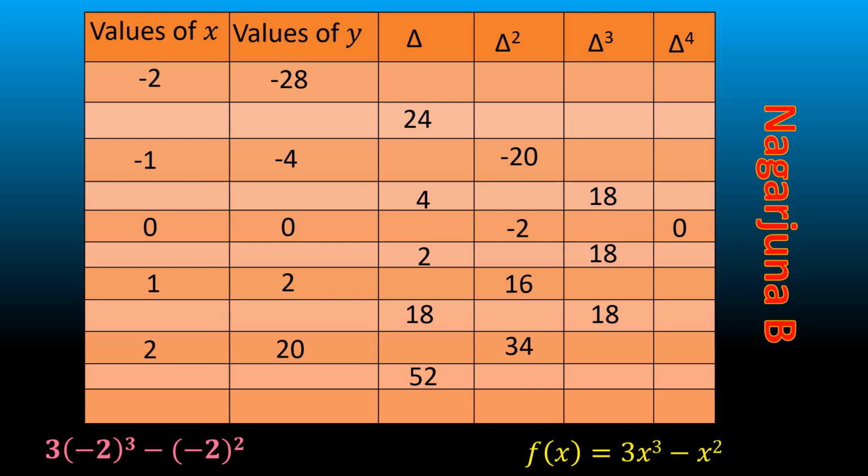And observe where the values have been written and in which column we are writing. The next, 20 plus 52 will be 72, and what is this? The value of y when x is equal to 3. That means we have extended the table and we have got the value of y when x is equal to 3. Therefore, we can write f of 3 is equal to 72.